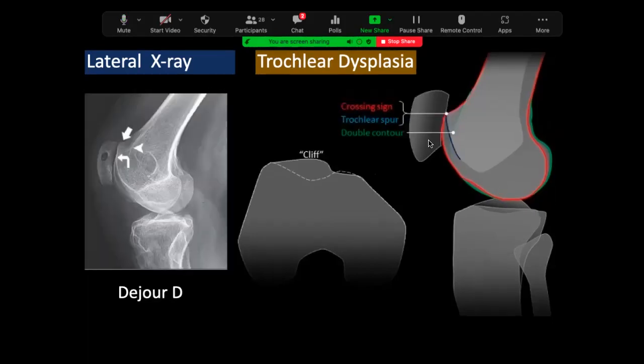And another is the crossing line. The trochlear line and intertrochlear line crossed over here. This is the trochlear spot, the trochlear bump, and this is the double contour sign. All three are present in this knee, in this femoral trochlea. So this is Dejour type D.